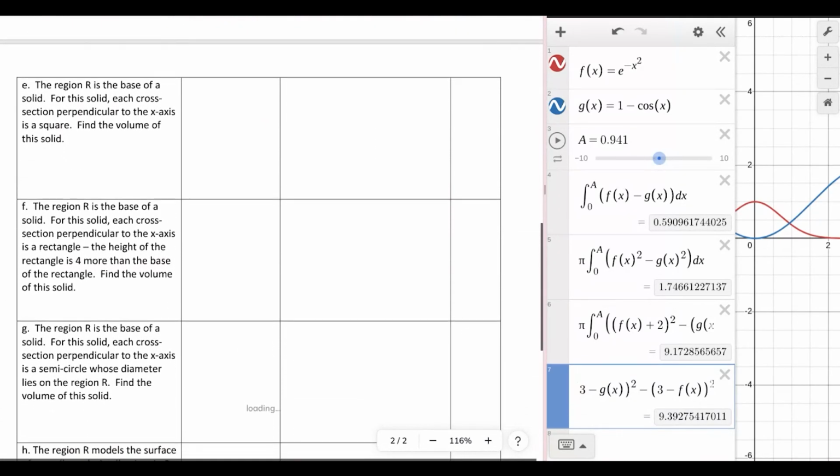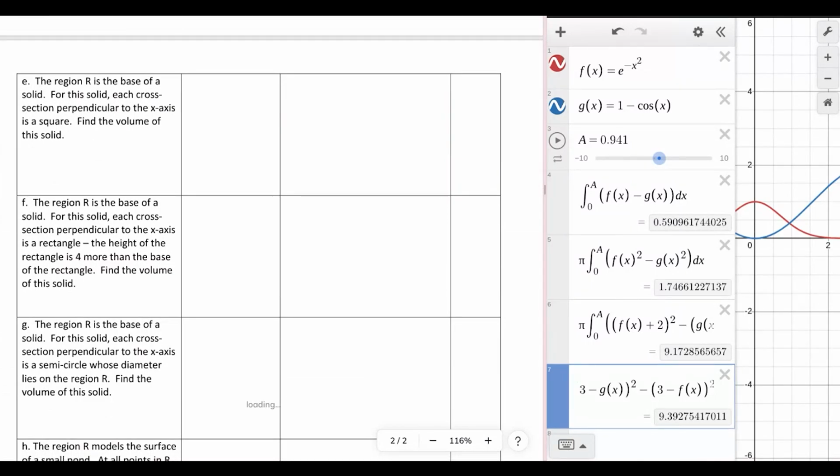Okay, so let's take a look at E. It says the region R is the base of a solid. So same region, might as well redraw it here. Something like this, it doesn't have to be perfect. Here's f, here's g. So that is the base of the solid, meaning like you've got a prism, but that's the base area.